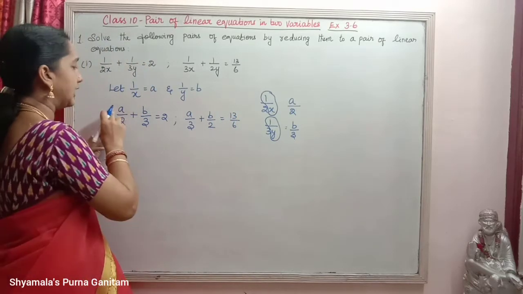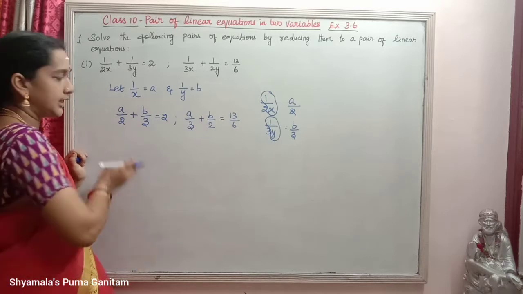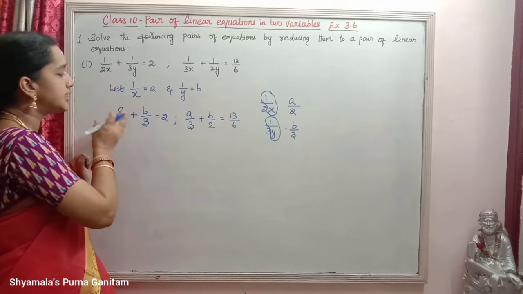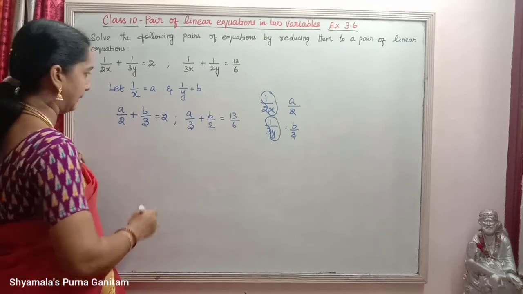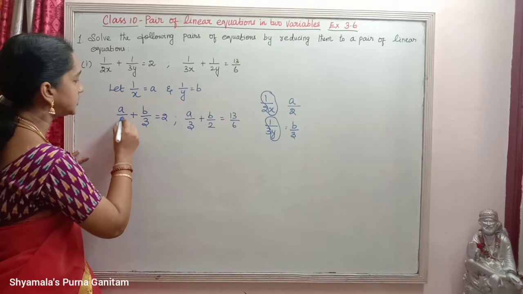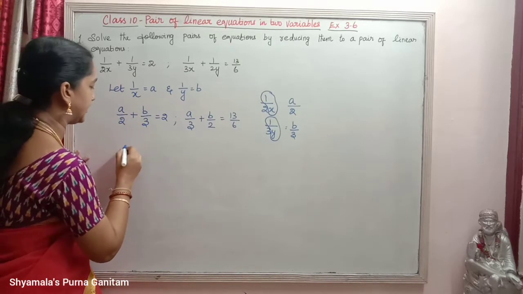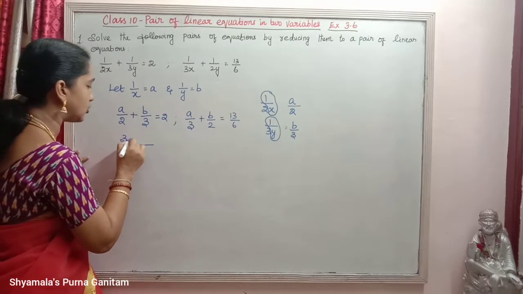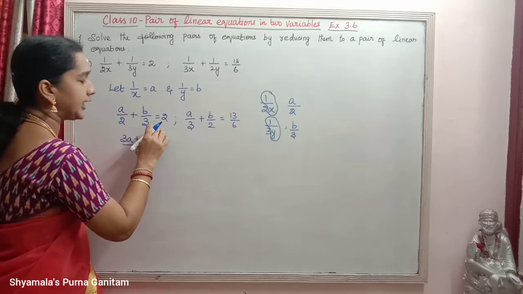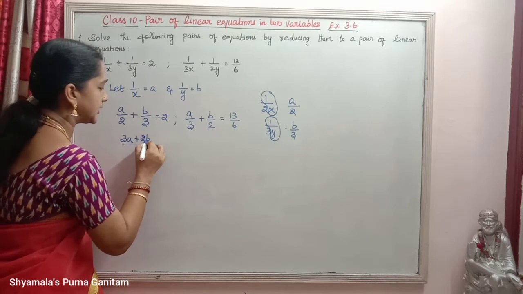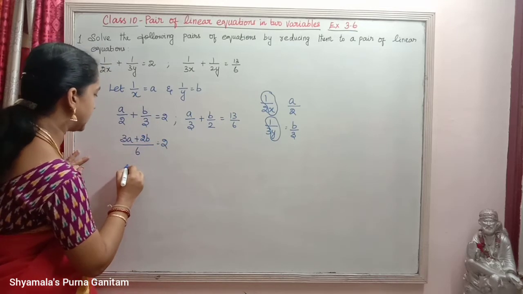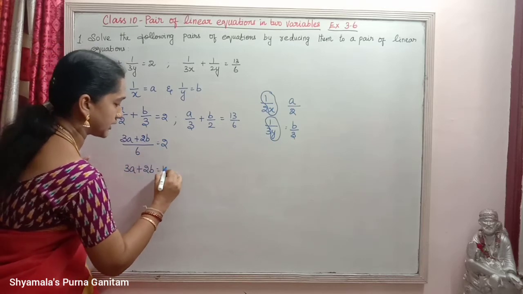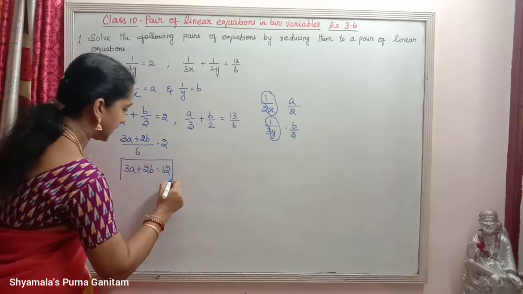So, now we are having the variables in the numerator. In the denominator, only numbers are there. Only constants are there. So, we will simplify using LCM. So this one is 2 and 3. For this 2 and 3, LCM is 6. So, 2 3s are 6, we will get the numerator 3a plus 3 into 2 is 6, so 2b is equal to 2. So, we will get 3a plus 2b is equal to 6 2s are 12. So, this is the first equation.